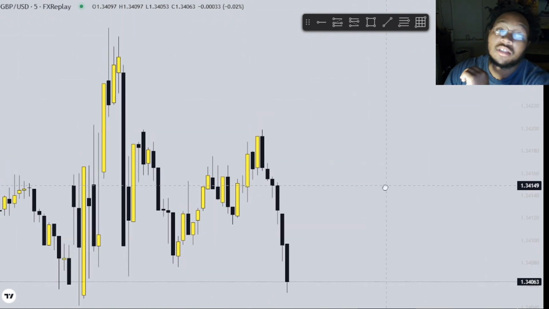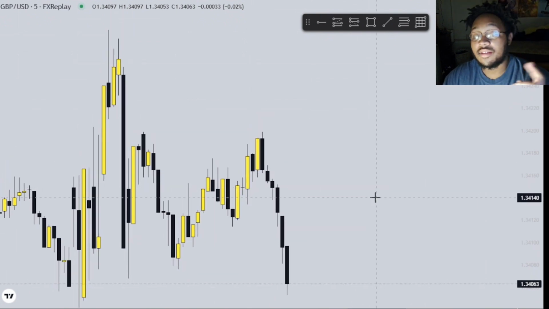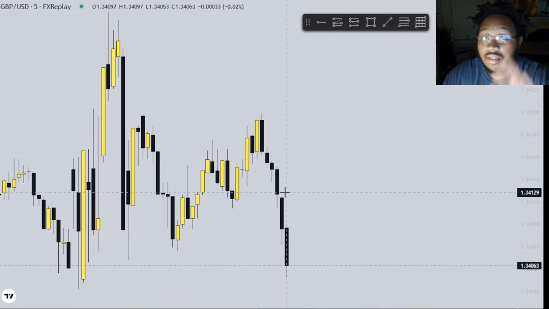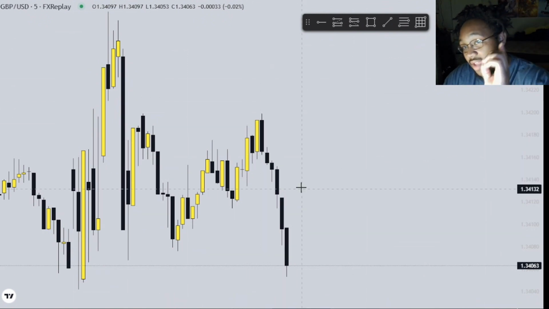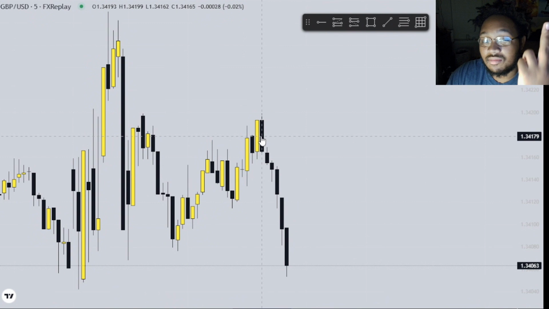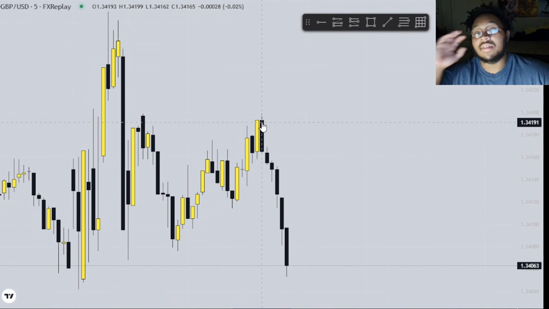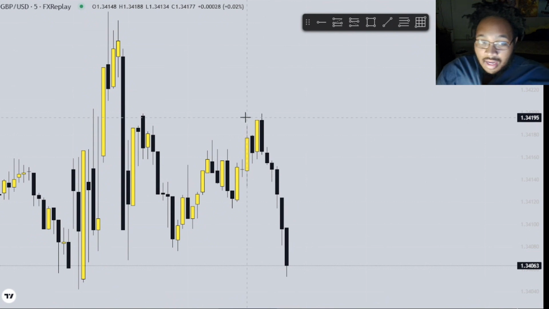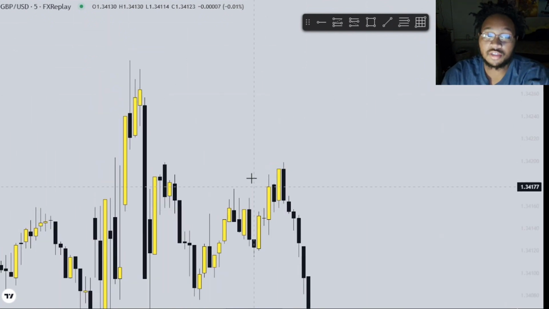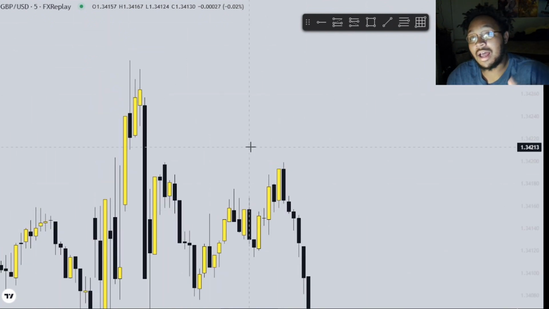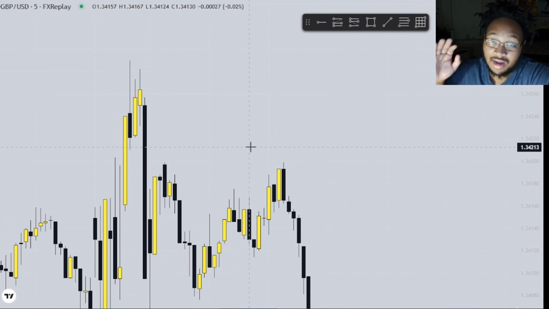Market structure, I taught y'all how to identify a swing high and a swing low. Three candles. The middle candle or second candle has to be higher than the one on the left and the one on the right. I taught y'all the market structure about a high, a low, higher high, higher low. And then the bearish example, I taught y'all lower high and lower low.